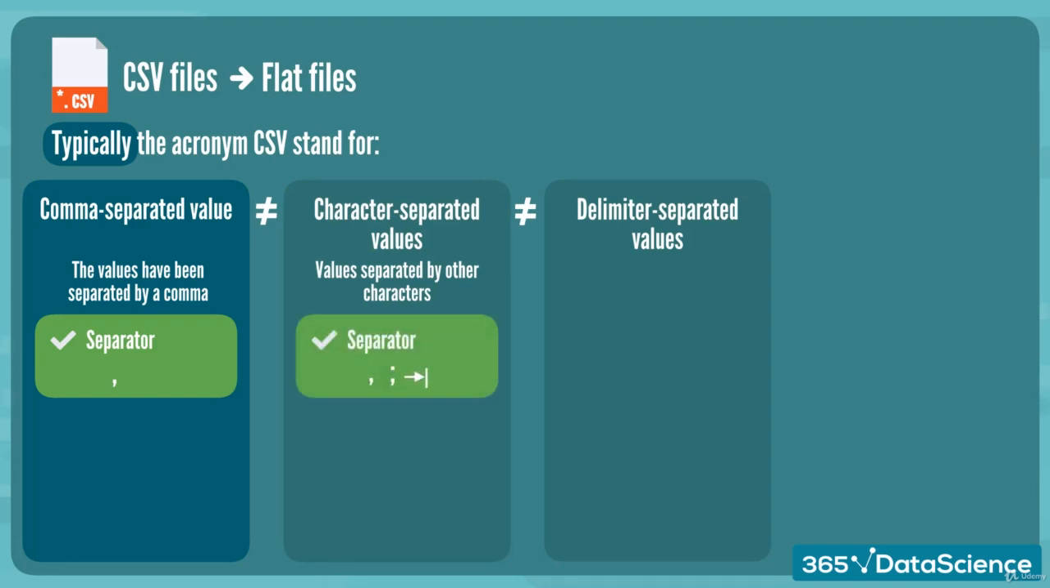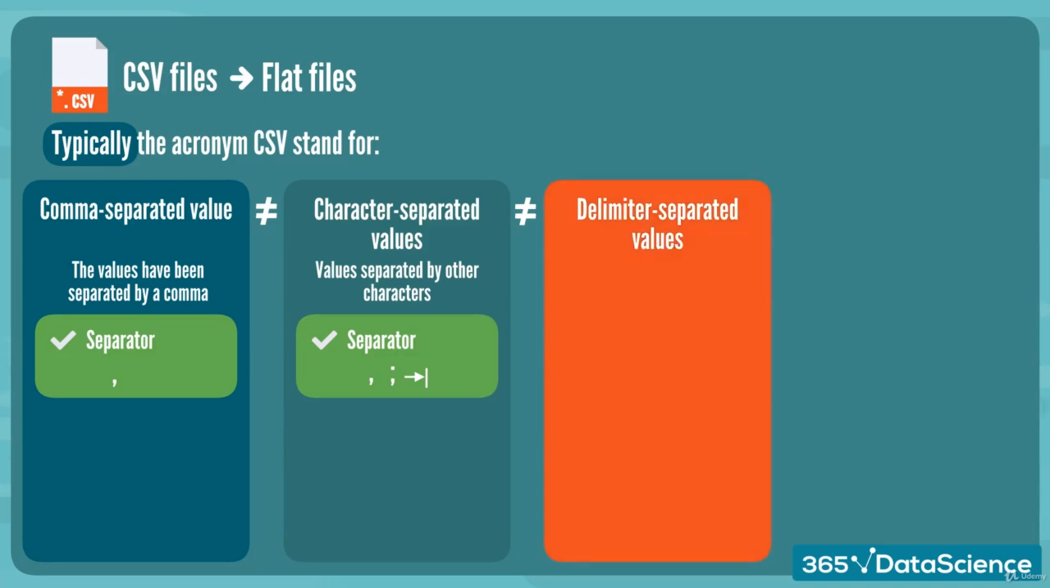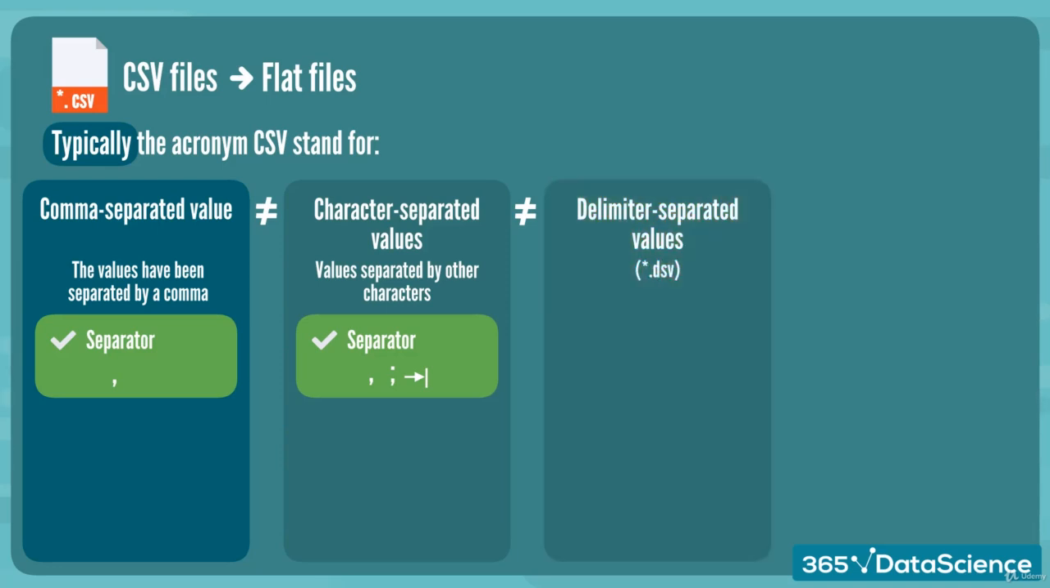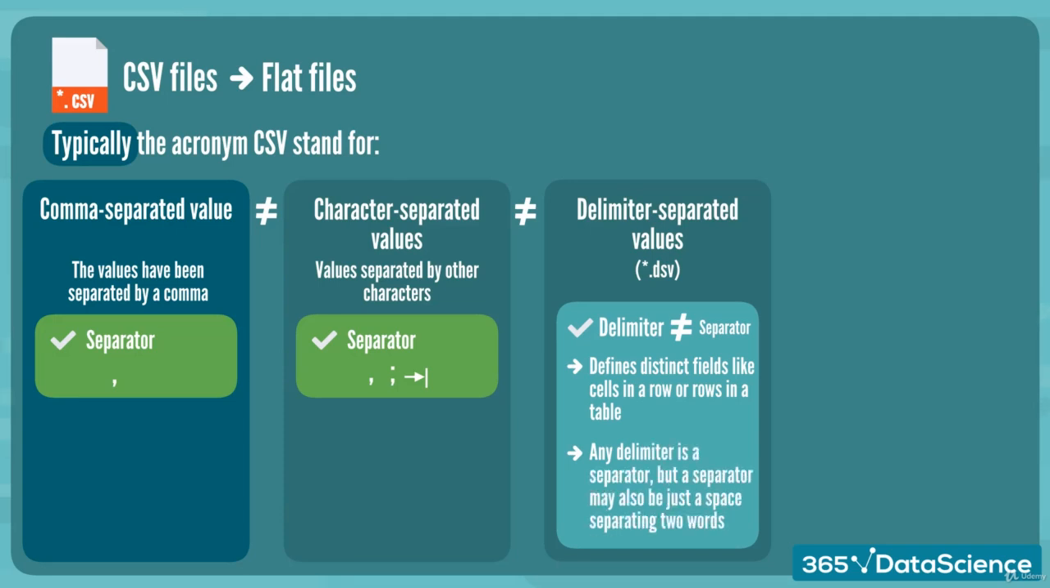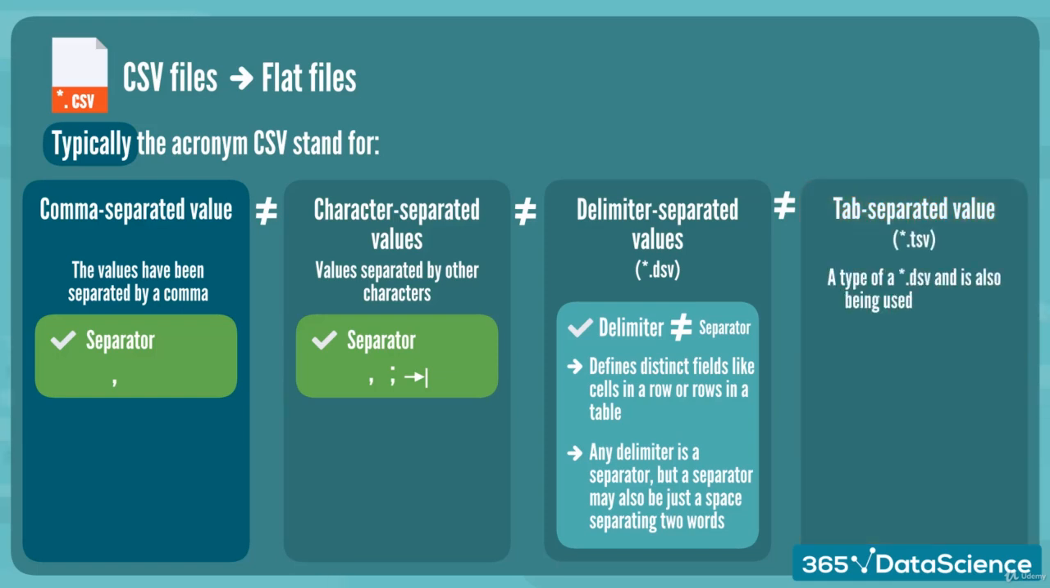Apart from that, you may stumble upon another term, delimiter-separated values, or DSV. That sounds confusing on its own already, even before I tell you that a delimiter and a separator are not the same thing. Delimiters are a bit different from separators, as they are not exactly intended to separate the values. Actually, their function is to define distinct fields like cells in a row or rows in a table. In this way, any delimiter is a separator, but a separator may also be just a space separating two words, although they both belong in the same table cell. If that's not confusing enough, there is also the tab-separated value format, TSV, which is a type of DSV and is also being used in practice.